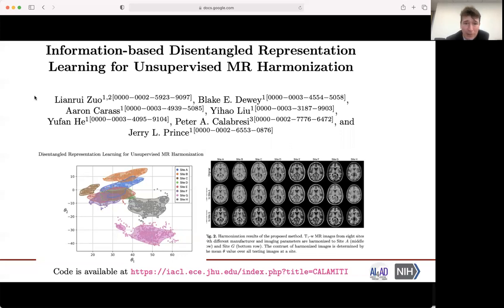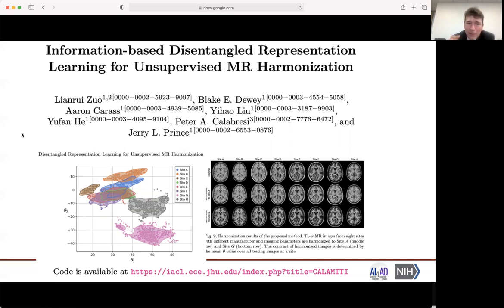Now you can take this a little bit further. The Hopkins group, led by Jerry Prince and Aaron Carass here, have developed a way where you do adversarial correction of images from different sites. In other words, you can make an image from a certain site look like it was collected elsewhere. But you also learn a latent subspace that allows you to have controllable contrast.